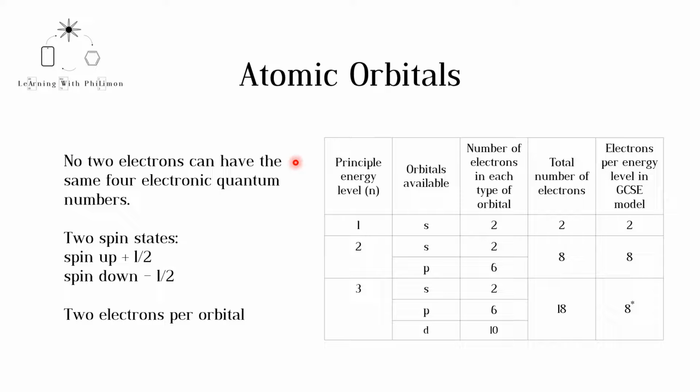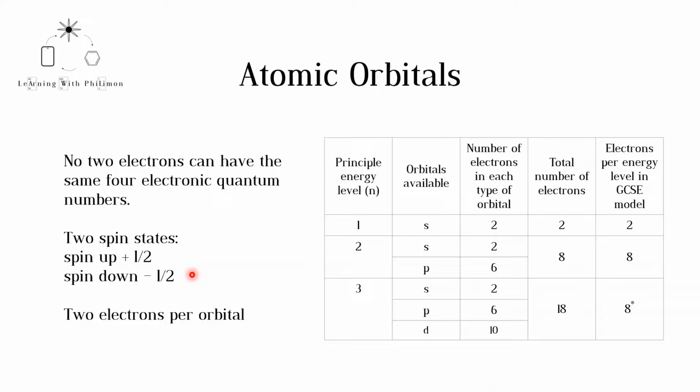According to Pauli's exclusion principle, no 2 electrons can have the same 4 electronic quantum numbers. 2 electrons in the same orbital have 3 quantum numbers that are the same. The 4th quantum number differs. The electrons have opposite spins. Since only 2 spin states are possible, spin up plus a half and spin down minus a half, only 2 electrons can occupy the same orbital. If 3 electrons were present, then the 3rd electron would have the same 4 quantum numbers as another electron.